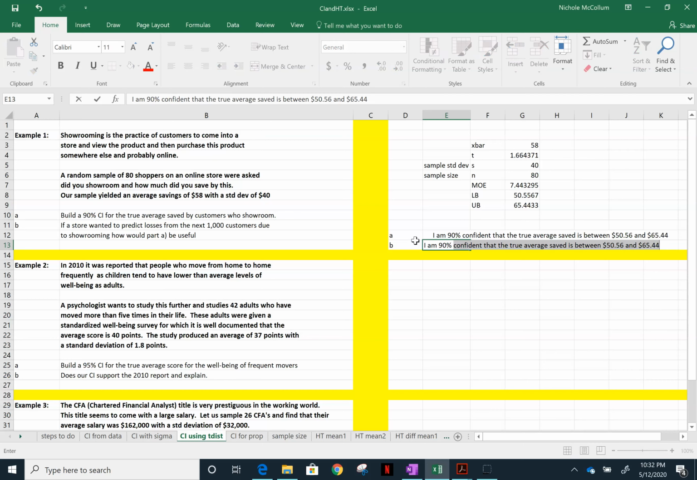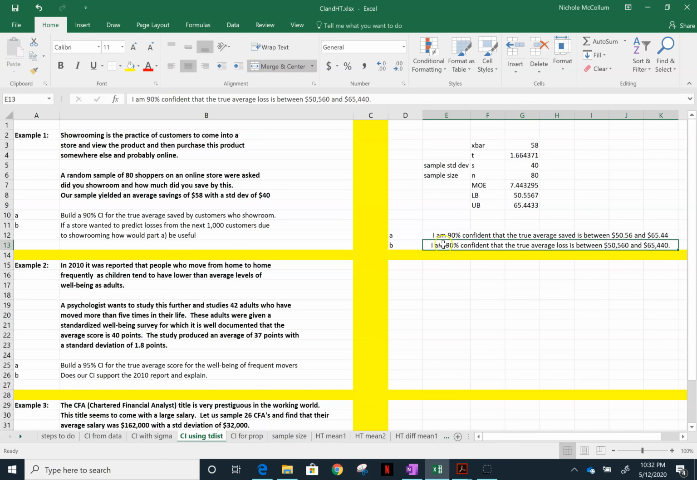am 90% confident that the true average loss is between, think about it now, if it's $50 per customer, and the next 1,000 customers that we lose for showrooming, just take 1,000 times the 50.56. And on the low bound, we are losing $50,560. And on the upper bound, we are losing $65,440. And we have to decide as a company, is that a good thing?